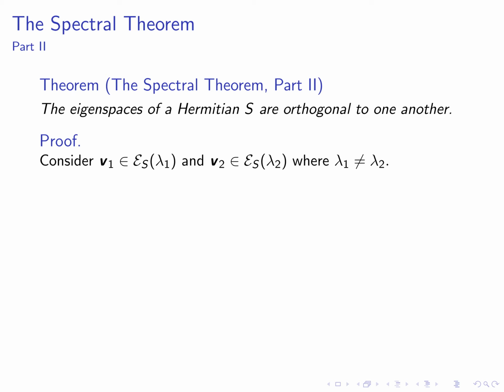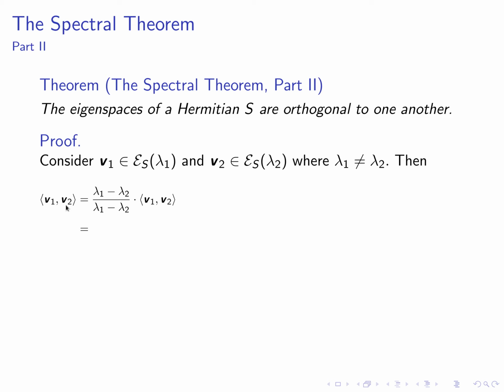Our goal is to show that these two vectors are orthogonal to one another, which means we want to look at their inner product and argue that this inner product equals 0. It's going to take us more steps to get to the conclusion than it did in the first part of the spectral theorem, but I think the steps are kind of interesting. So let's look at the inner product of v1 with v2.